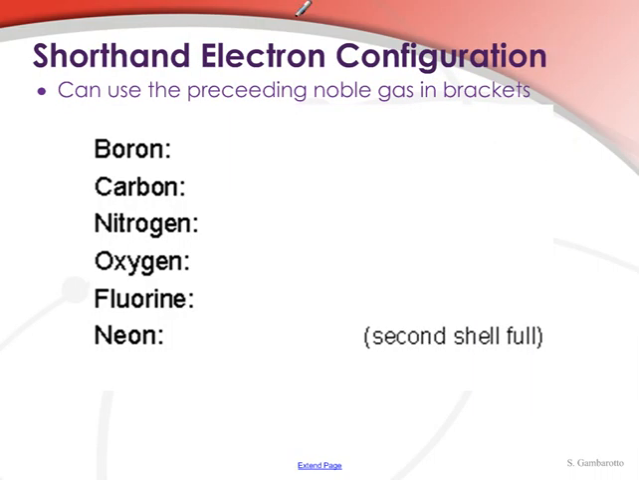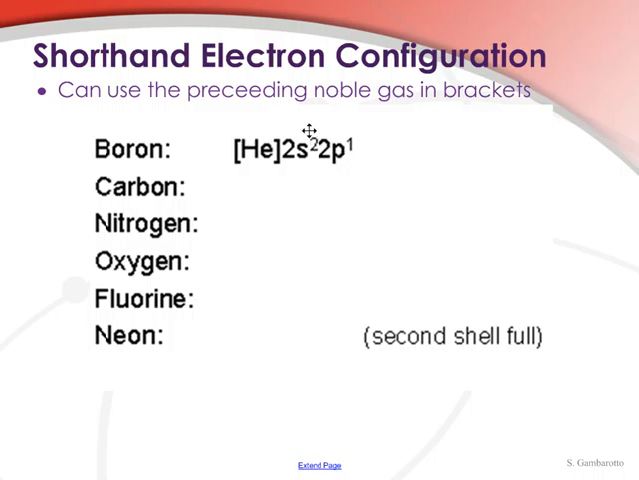Okay, shorthand electron configuration. We can use the preceding noble gas in brackets, so boron can be written like this. For boron, we use the preceding noble gas, which is helium, and then write the rest of it. Instead of writing 1s2, we call that helium, because that's the electron configuration for helium, and then we write the rest, 2s2, 2p1.